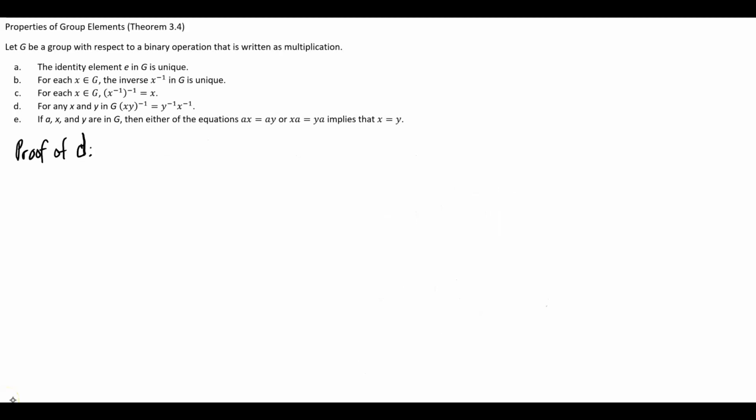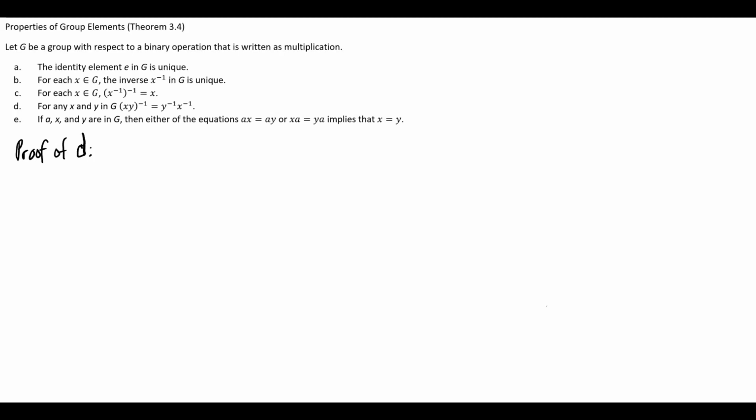So we've just shown that x is equal to x inverse inverse, or the inverse of x inverse. Now we will prove D. For any elements x and y in G, we need to show that the inverse of xy is equal to y inverse times x inverse.